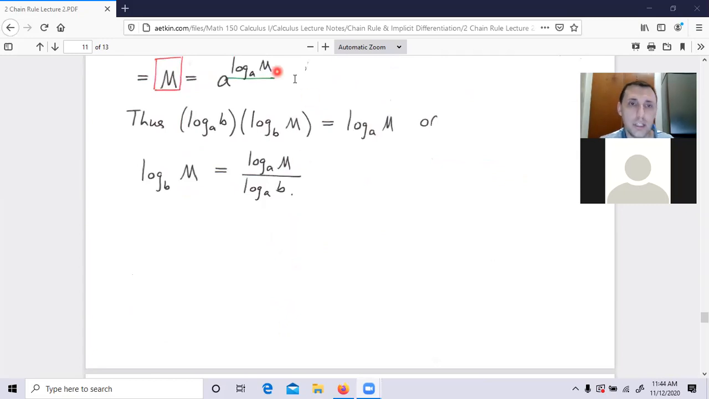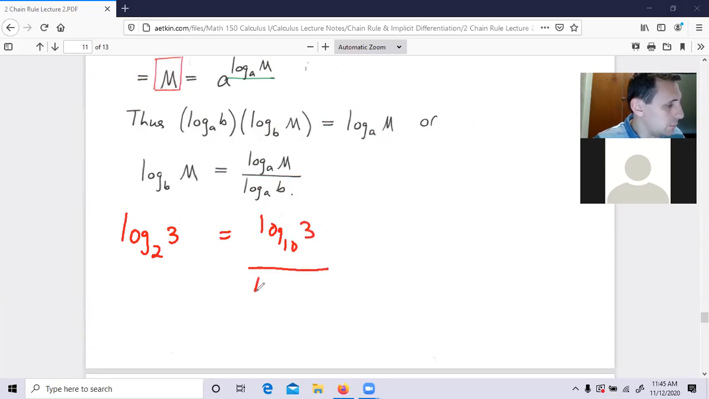So for instance, here is what I just derived, guys, if you still don't see it. Suppose that I want to write log base 2 of 3 in terms of log base 10. In terms of log base 10, it would be log base 10 of 3 divided by log base 10 of 2. Those expressions are the same. That's what I just verified.